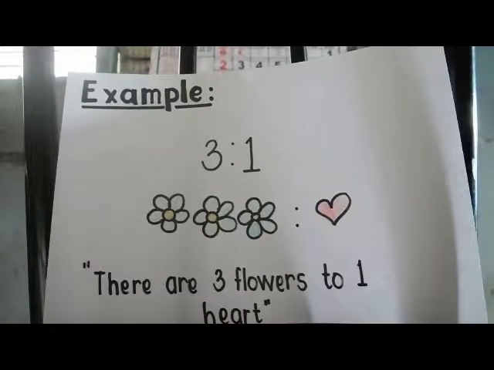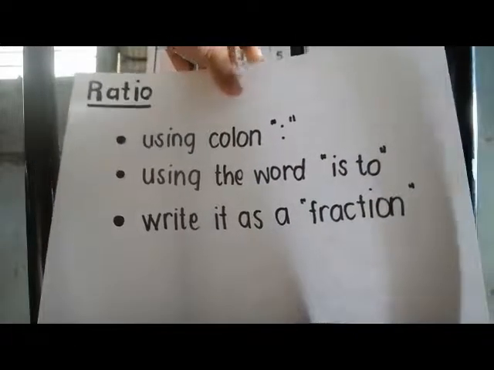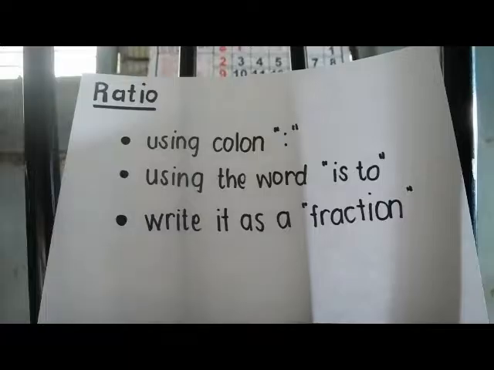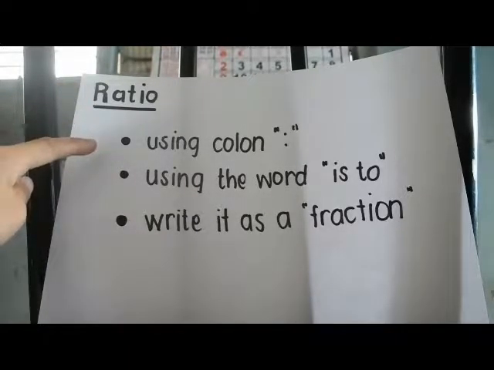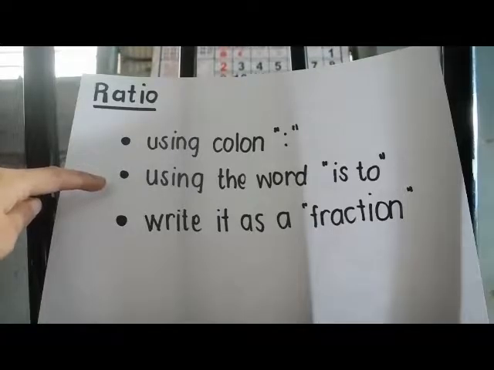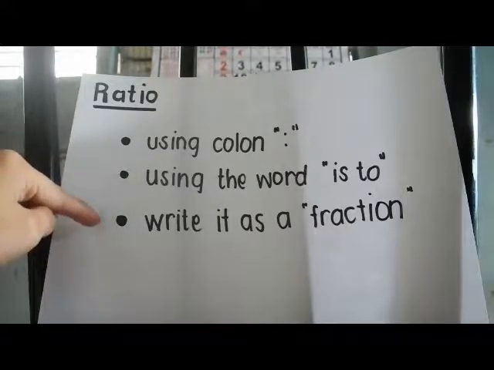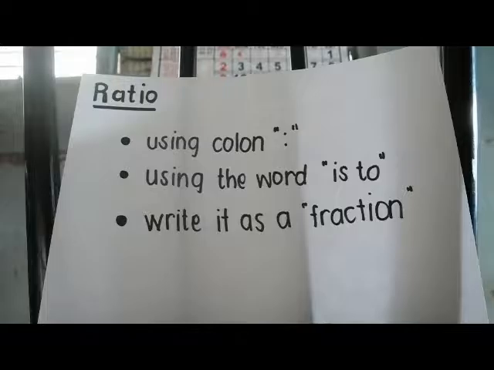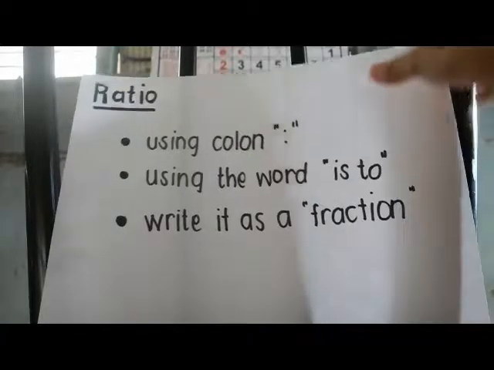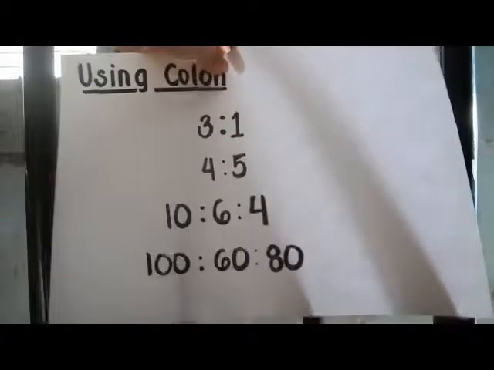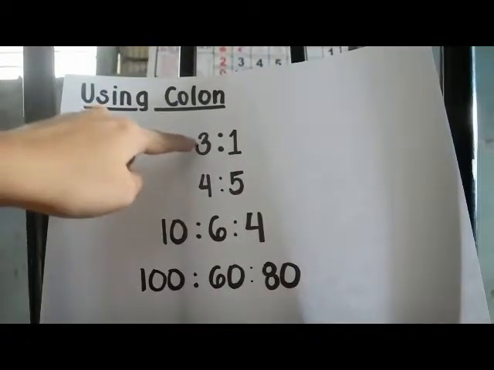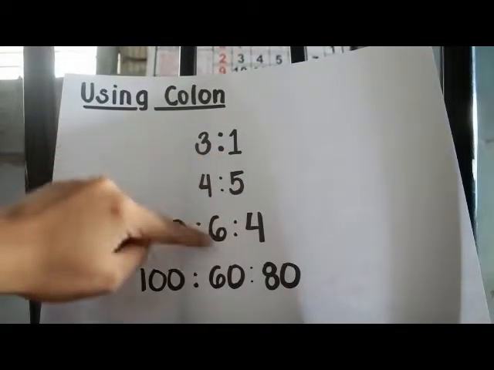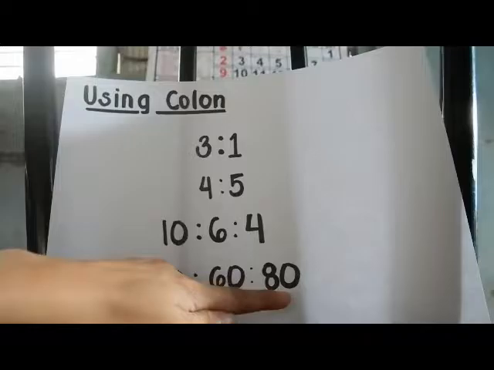Ratio can be shown in different ways. We can show the ratio in 3 different ways. First, using a colon. Second, using the words "is to". And the third one is to write it as a fraction. Here is an example of using a colon. We have the numbers 3 and 1, 4 and 5, 10 and 6, 4 and 160, and 80.